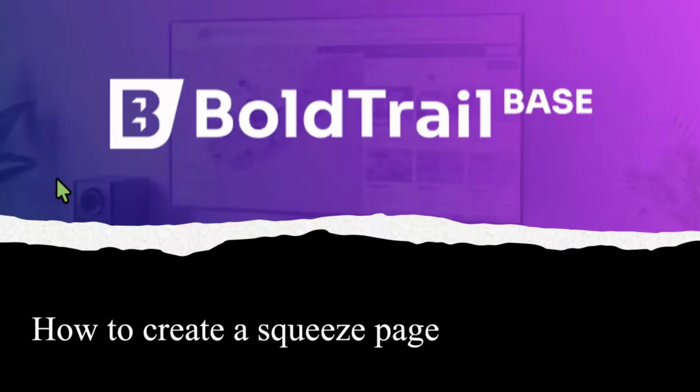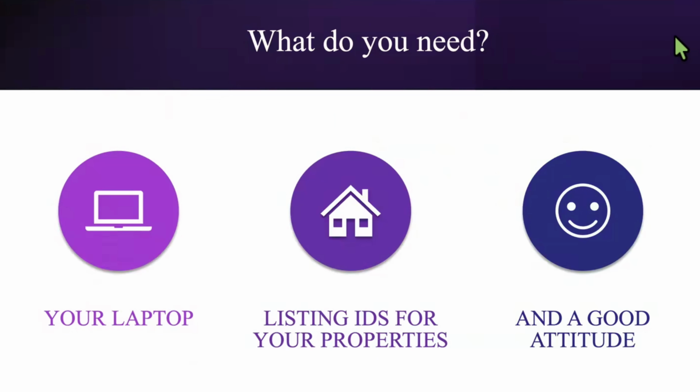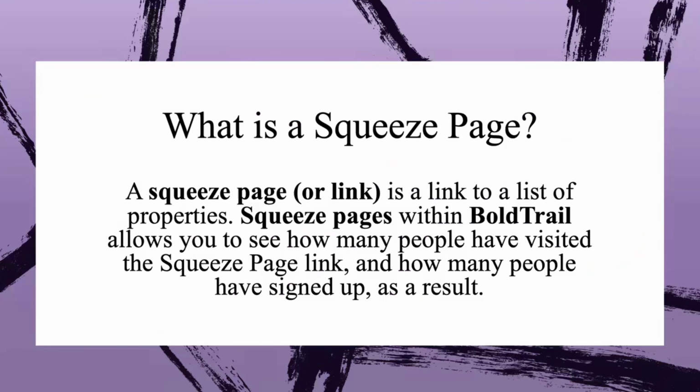Now your squeeze page is just a little bit different. So you'll need your listing IDs for your properties. What makes the squeeze page different is you're able to have multiple properties on this and people can see the multiple properties, but you can also see how many people have visited this specific page and how they're interacting with it and engaging with it.